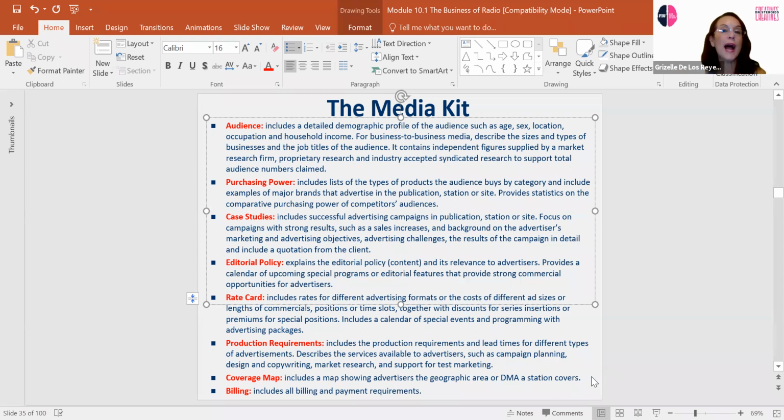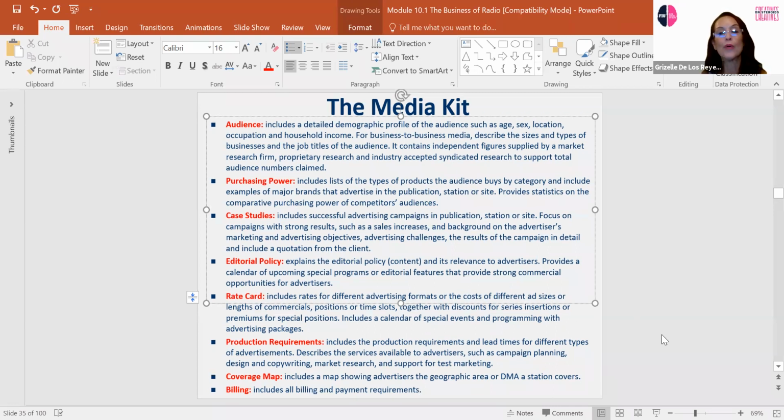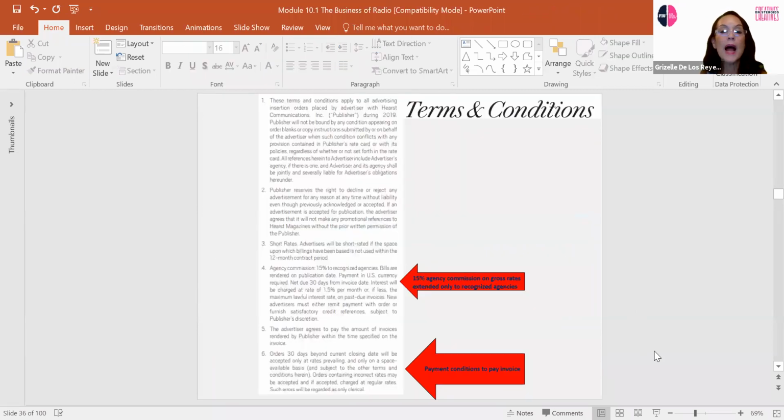If it has a very high subscription base, it means that's a loyal audience to that particular publication. And billing is what are the payment requirements? How do you pay that station for placements? Here, I am again taking a piece of a media kit and pointing a few things out to you so that you know how to read this.